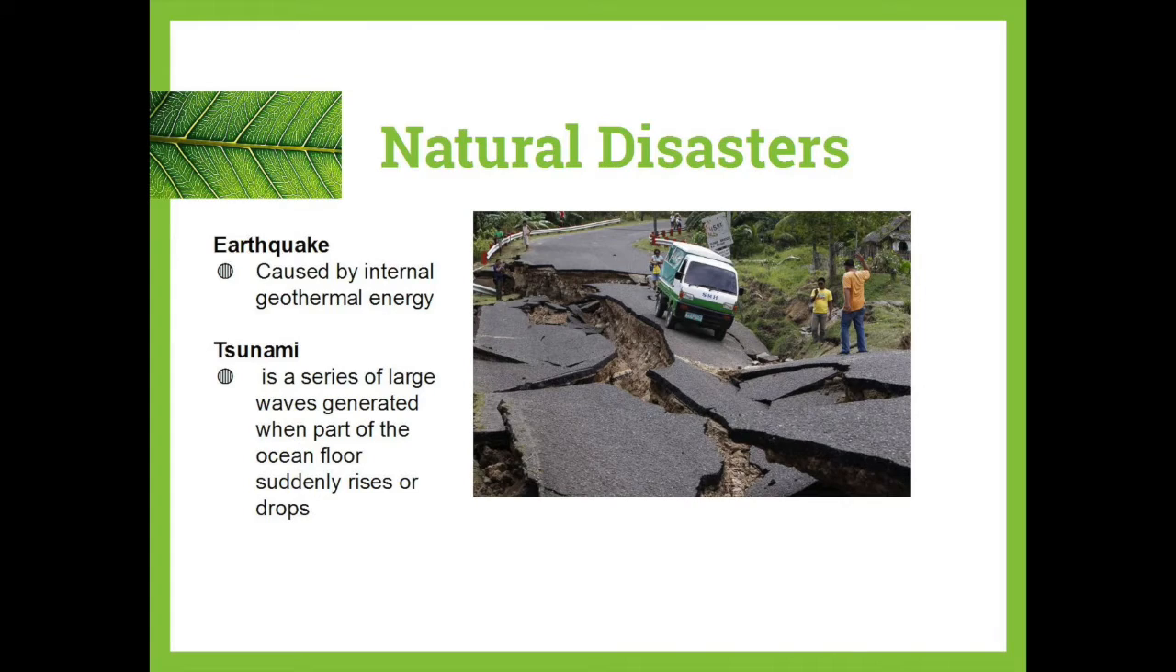Other natural disasters that could happen are earthquakes, which are caused by internal geothermal energy. More commonly, we just think of earthquakes as when 2 tectonic plates shift at a fault line that jars the earth enough to cause violent tremors throughout the land. And a tsunami is a series of large waves generated when part of the ocean floor suddenly rises or drops, usually again at a fault line.